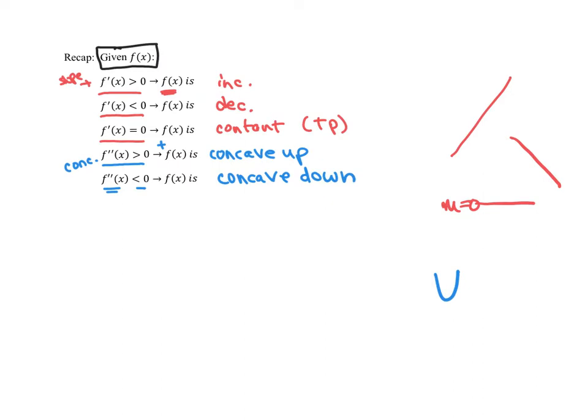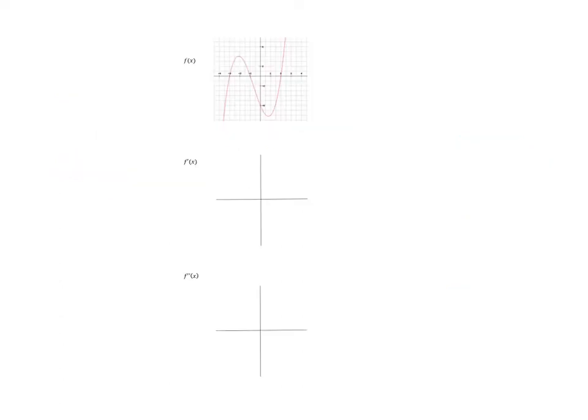So you have a lot of things going on here that you need to know. What you must understand: the first derivative represents the slope. If the slope is positive, increasing; negative, decreasing; zero, constant. The second derivative is concavity: concave up is positive, concave down is negative. You must know this.